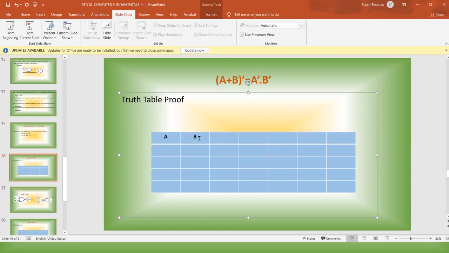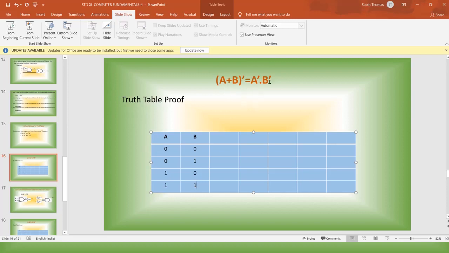We studied in the previous class that a two variable truth table consists of four combinations of values. I am going to write the combination values. The first value 0, 0. Can you say what is the second value? 0, 1. And what will be the third value? 1, 0. And what will be the last value? It will be 1, 1. So A and B are the variable values, the input combination I have written over there.